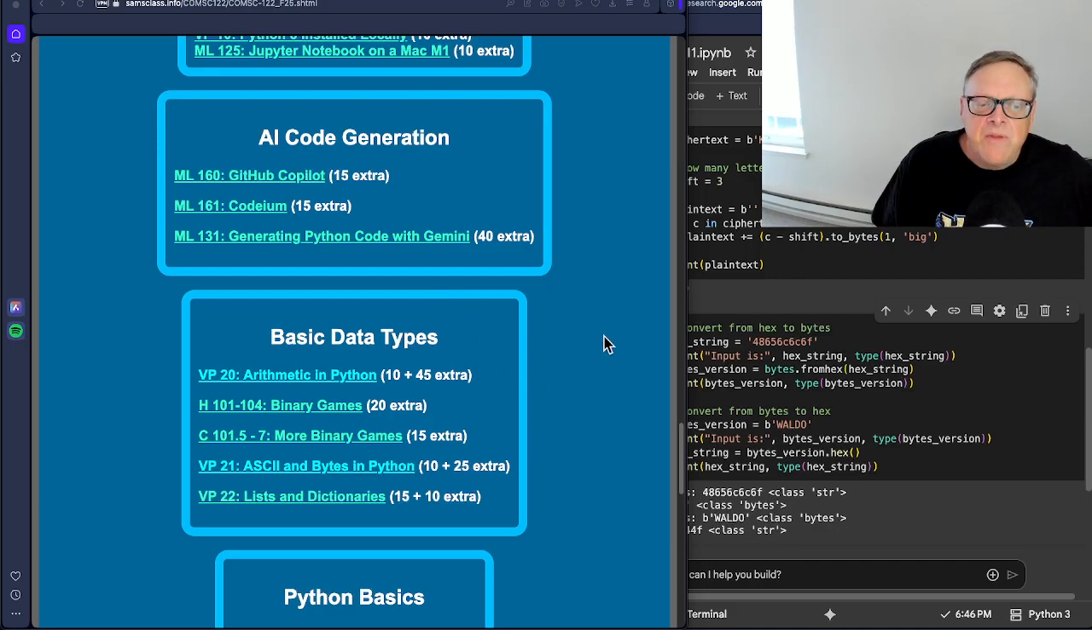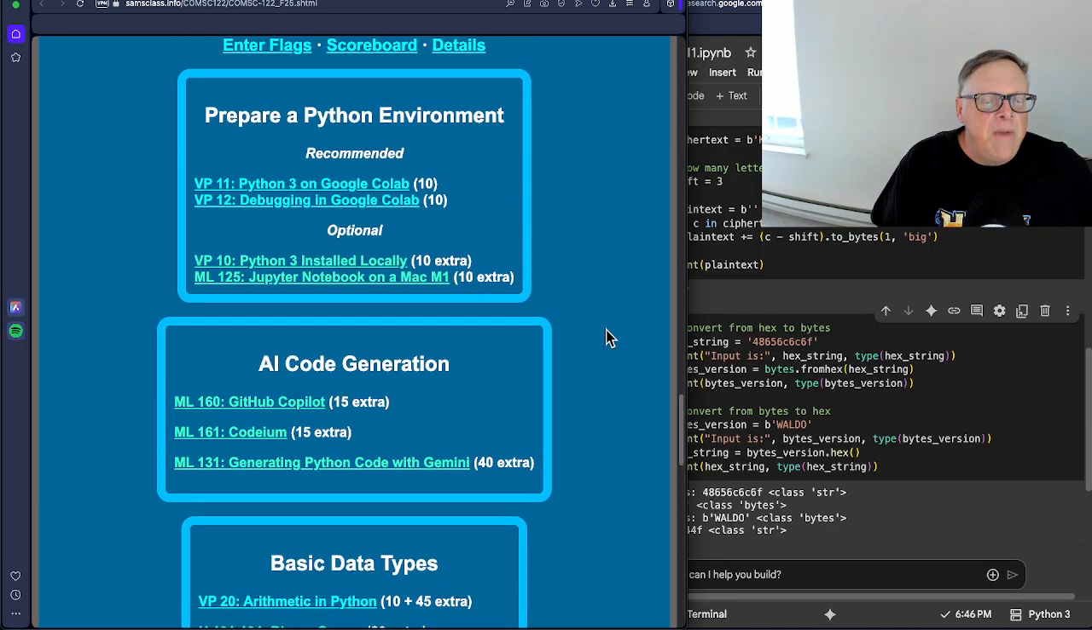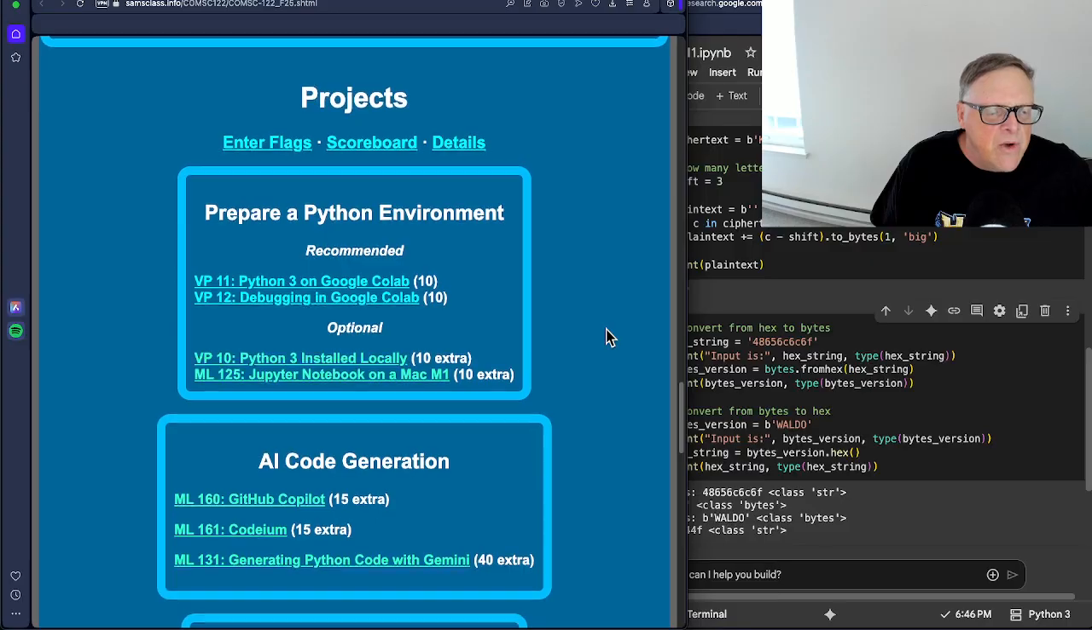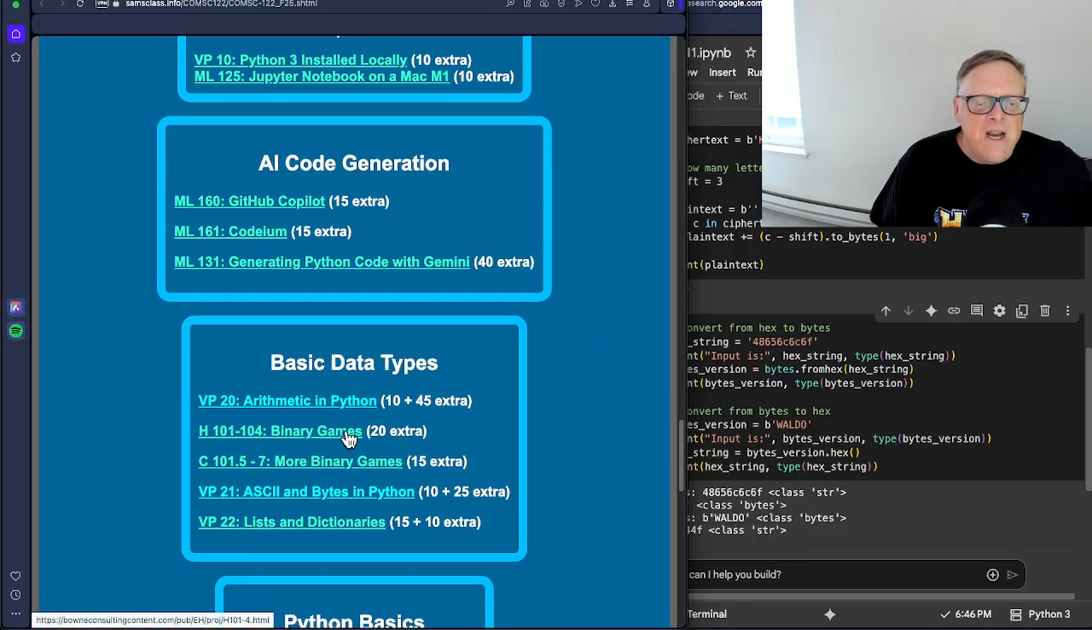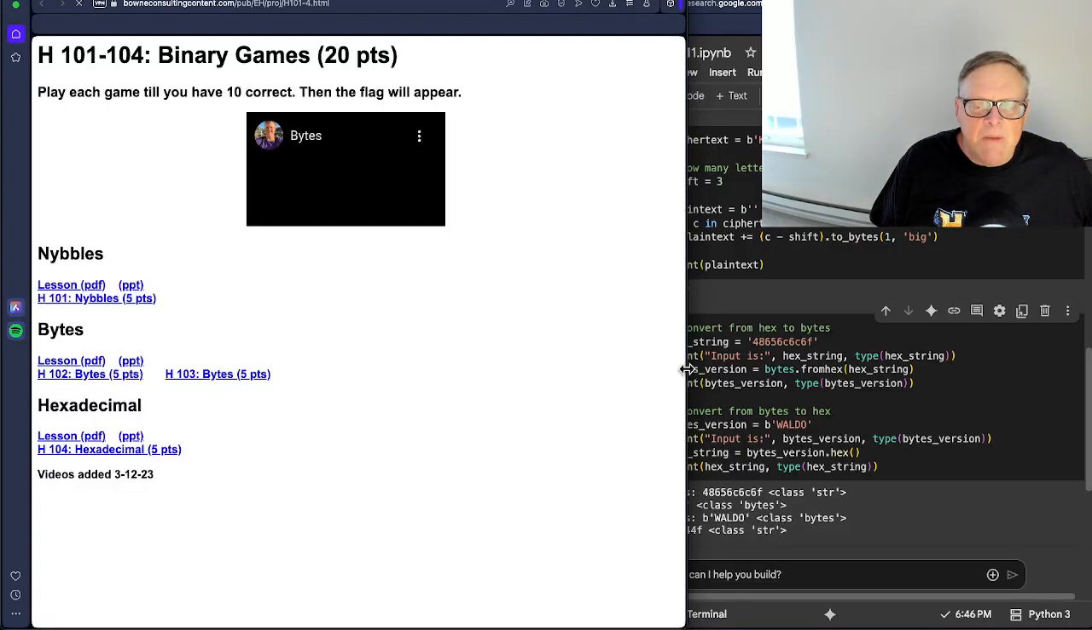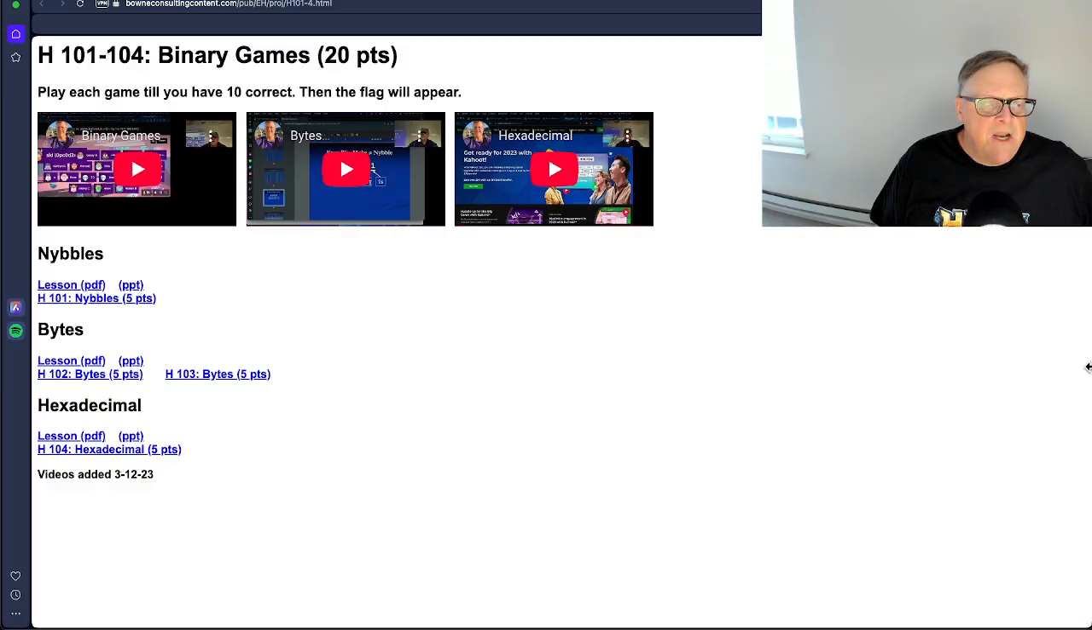If binary stuff and hex stuff confuses you, you should do the binary games, which are in here somewhere. There they are, binary games. Let me just demonstrate these. The first thing is nibbles, and I recommend doing these only one a day. I'll do them once a day for the next 3 weeks, is my plan.